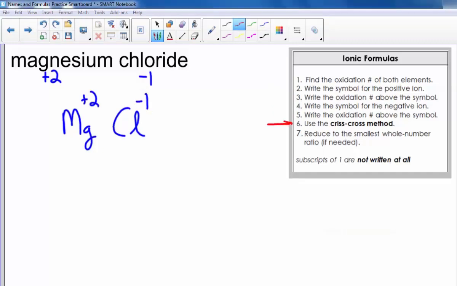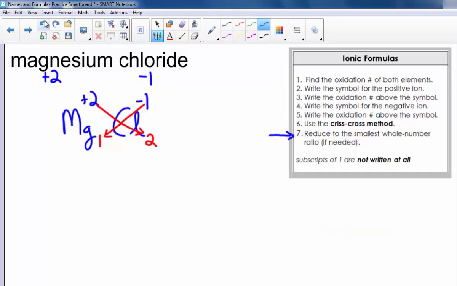Now for step 6, we're going to use the crisscross method. So watch what I do with these numbers up at the top. I'm going to bring them down and put them as subscripts, just like this. They're going to cross places. And so I'm going to write a 1 right here for magnesium, and I'm going to write a 2 right here for chlorine. Now notice that I did not bring down the charges. I left the positive and negative behind, and I only brought the numbers down themselves.